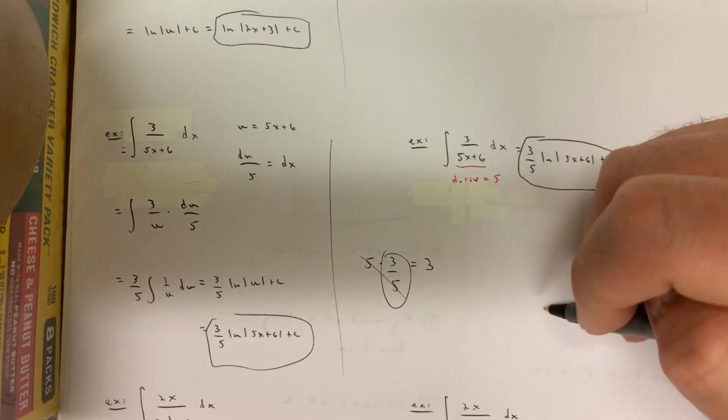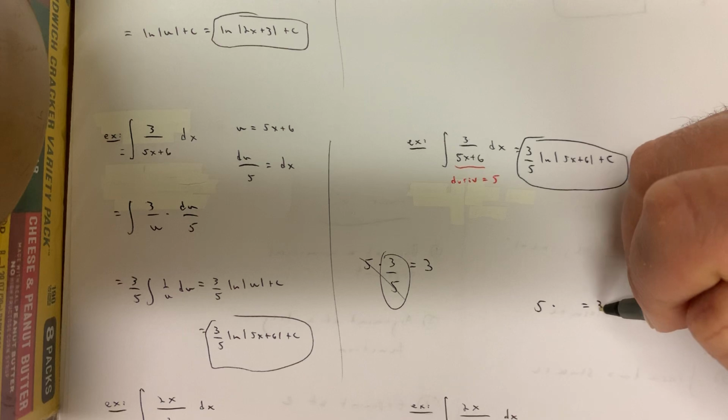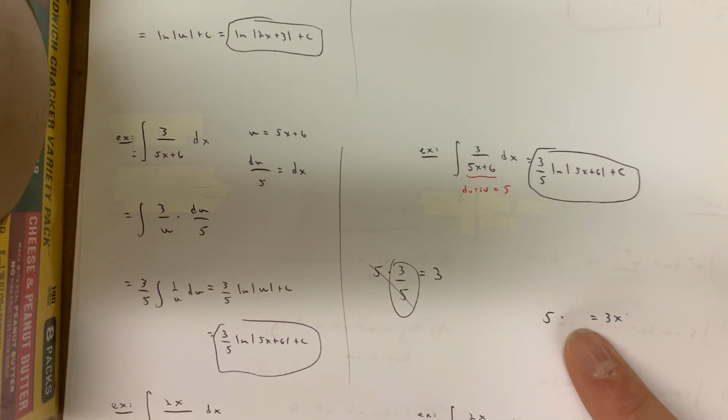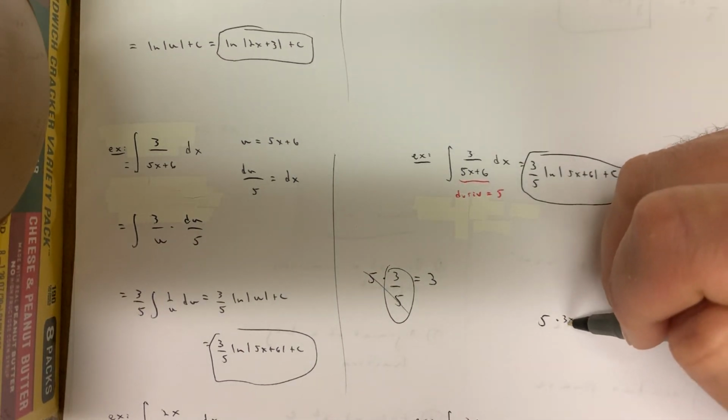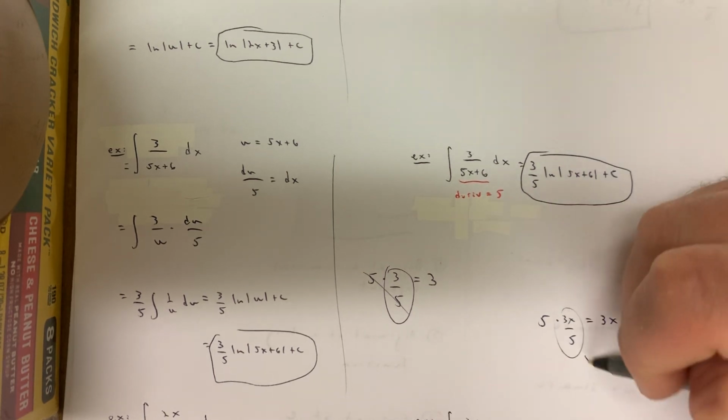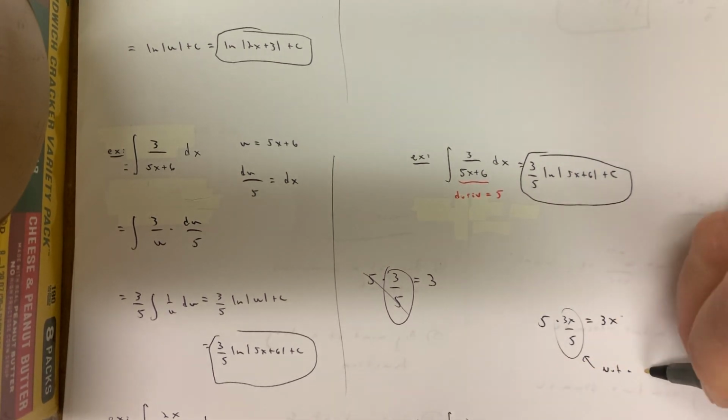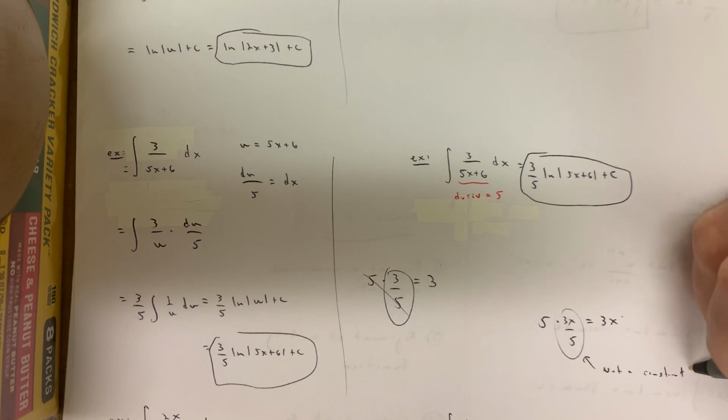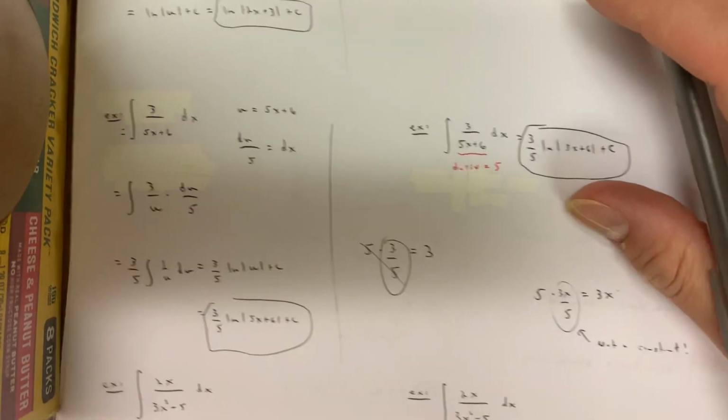You know, if there was a 3x up top, there's no way you can multiply 5 by a constant to get a 3x. You need to multiply by 3x over 5, and this right here is not a constant. Okay, and stuff like that's going to become important. And it's important now.